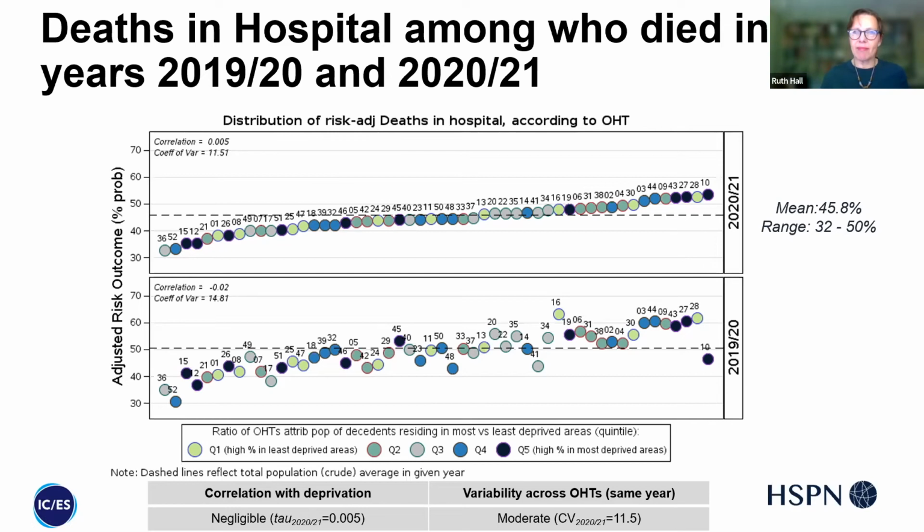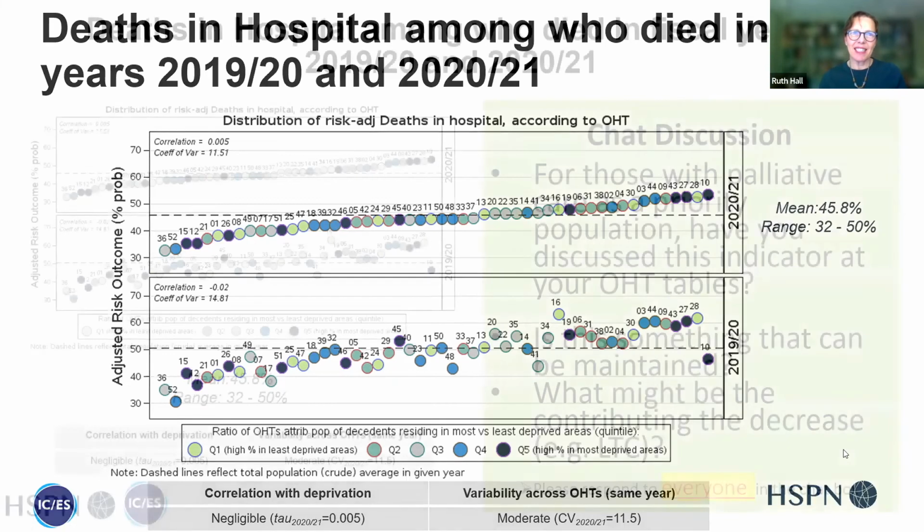I just think it's really interesting what 2021 is showing us relative to the past. So it'll be interesting to see as we go forward. Next slide.